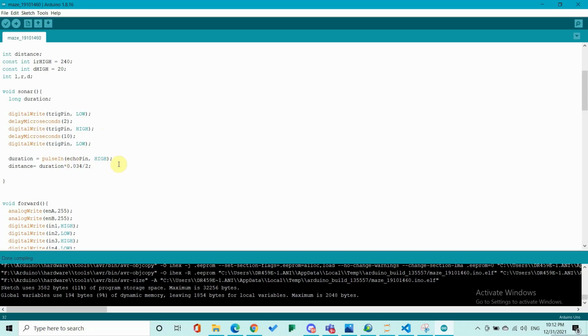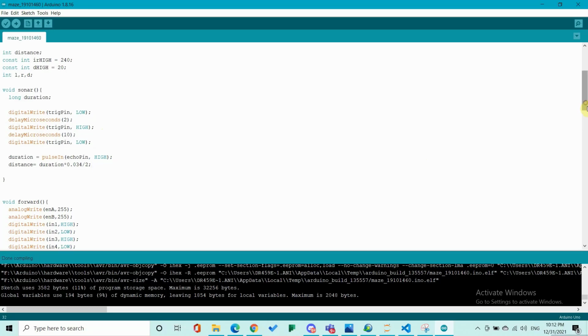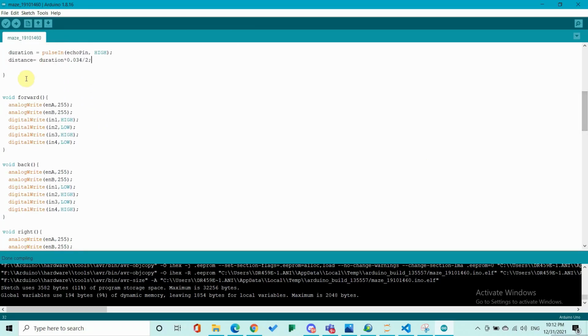This distance calculation is based on the sound traveling at 340 meters per second at a temperature of 25 degrees Celsius. After that we have our forward function. Inside this forward function we set our IN1 and IN3 pins high. These 2 pins correspond to the left forward and right forward motor, so with the help of this function our robot can move forward.